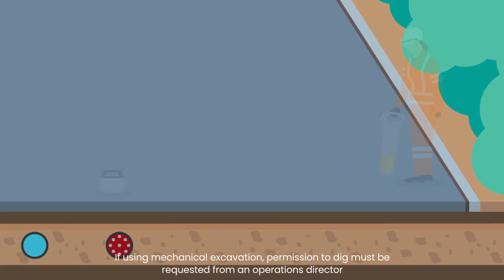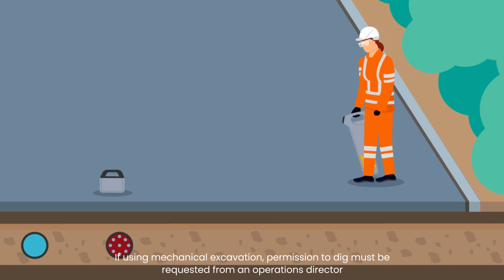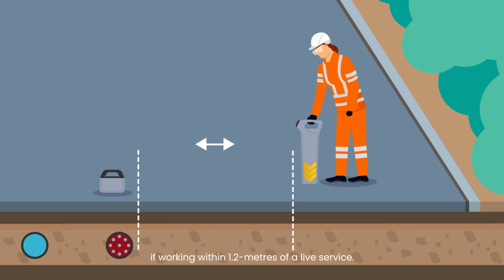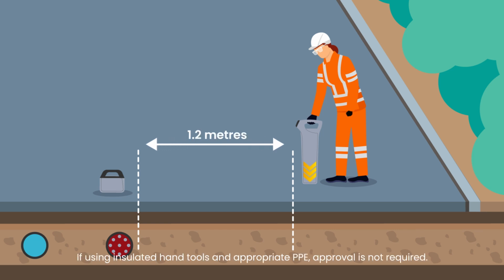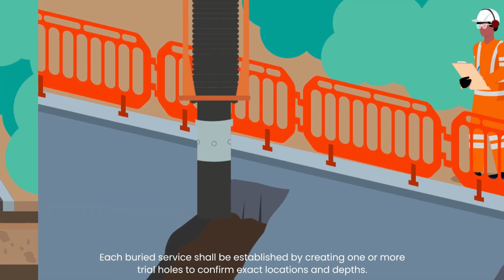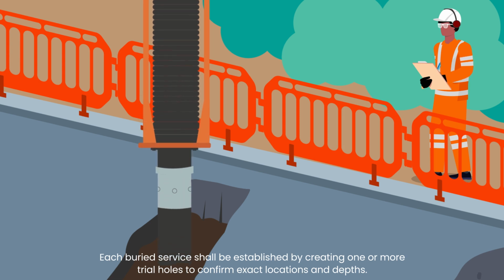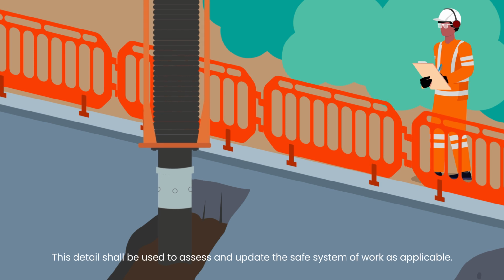If using mechanical excavation, permission to dig must be requested from an operations director if working within 1.2 metres of a live service. If using insulated hand tools and appropriate PPE, approval is not required. Each buried service shall be established by creating one or more trial holes to confirm exact locations and depths. This detail shall be used to assess and update the safe system of work as applicable.